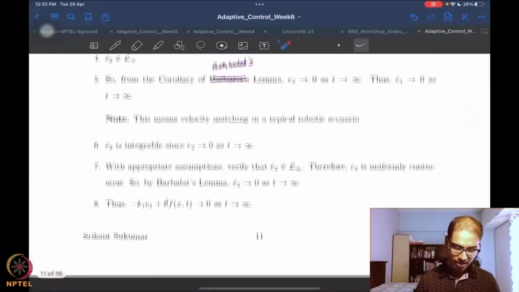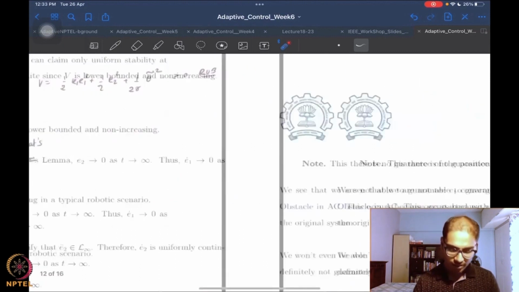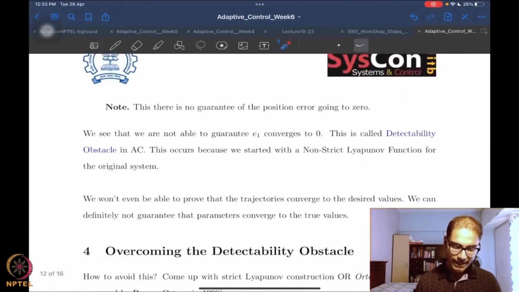Look at this. It's a rather non-linear function. I have the position error, sure, but then I also have theta tilde times f. It's added up to it. So the summation going to 0 does not really tell me anything about the error e1 going to 0. So therefore, in this case, I cannot even guarantee that the position tracking happens.